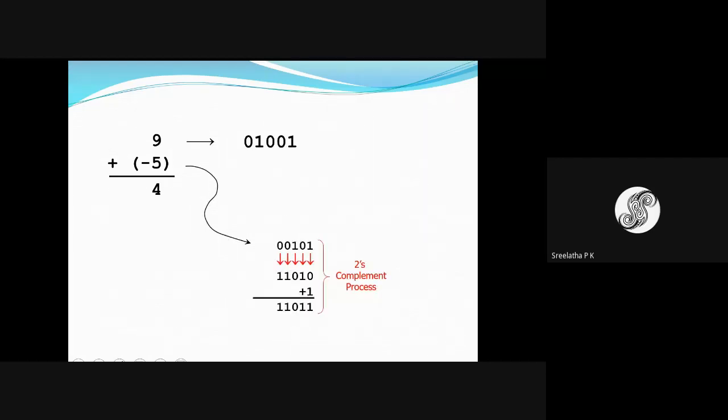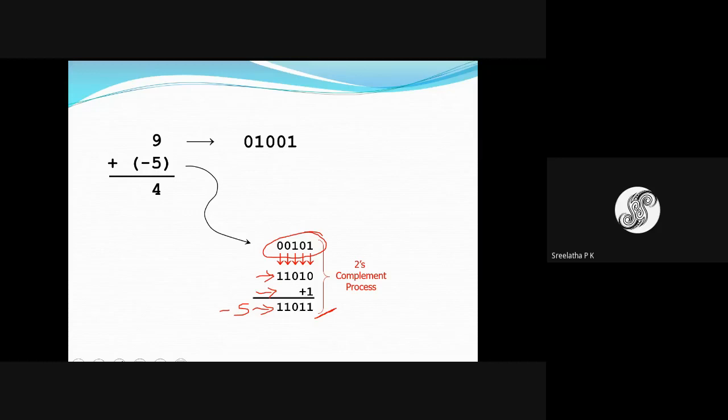Fine. So here, 9 plus minus 5. So 9 is this, minus 5. What is minus 5? I have to find the 2's complement. This is 5, and the 1's complement of it is reversing the bits, plus 1, do the addition here. So you got this, this is minus 5.